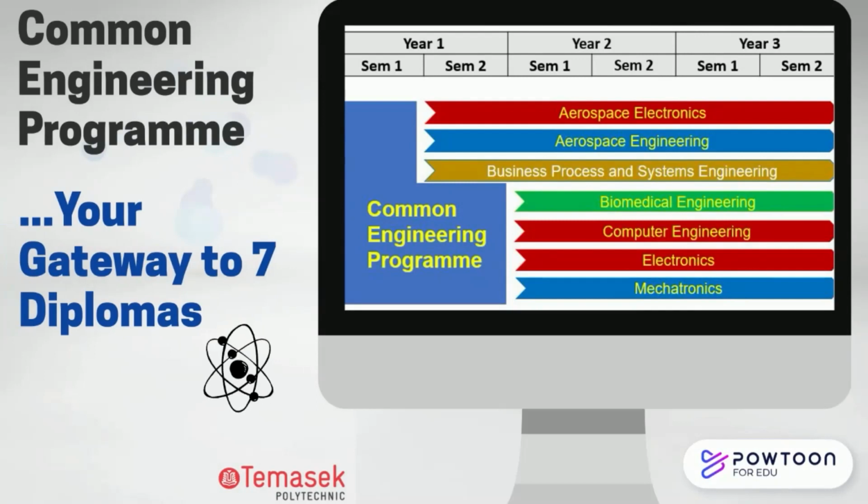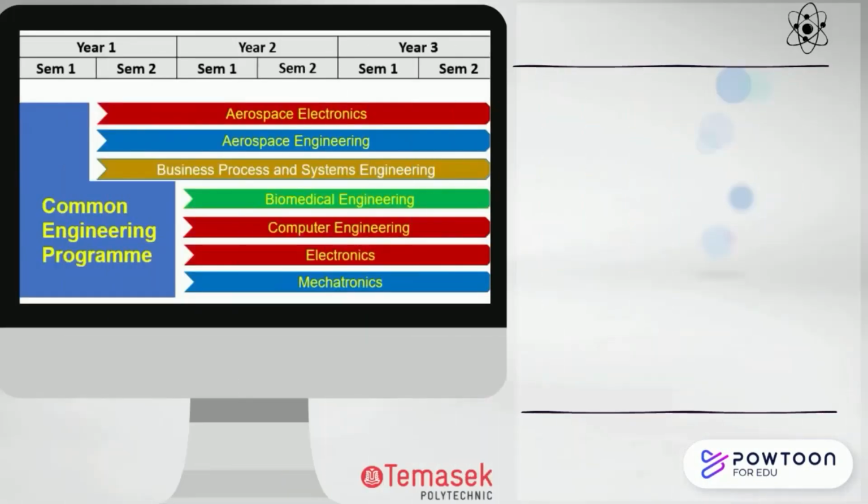You just heard from Alvin. He made an informed choice after joining the Common Engineering Program. This program allows you to get a better understanding of the 7 diplomas before making an informed decision about which diploma best suits your interests and passion. CEP is your gateway to one of 7 engineering diplomas. It gives you more time to explore your options and discover your interests in the first year.